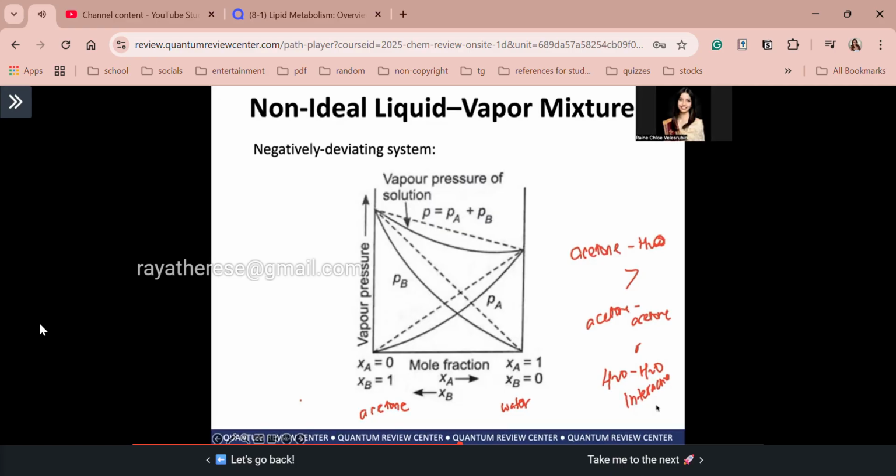So they have a negative delta mix H and a negative delta mix V. Basically, guys, if your delta mix V is negative, when you add 5 ml of acetone and 5 ml of water, you will have a mixture of acetone and water that is less than 10 ml. So what happened? Delta mix V is negative. Therefore, there is a contraction in the volume. When we say delta mix H, or the enthalpy change, is negative, it means that when acetone and water interact, they release heat. Therefore, it feels warm. So remember, guys, this shape. It looks like this. That means a negatively deviating system. Remember, guys, this is the shape.